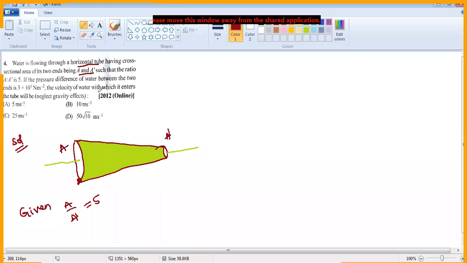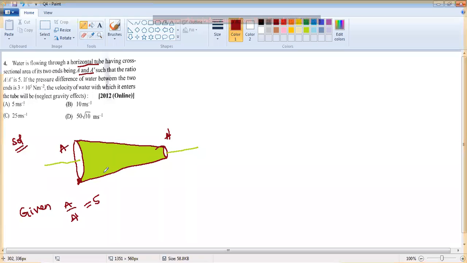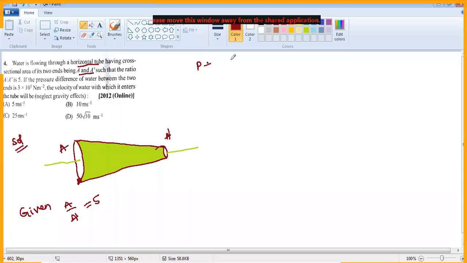The pressure difference of the water between the two ends is 3 into 10 power 5 Newton per meter square. Can you say which one is more pressure, which one is less pressure? Think in the same manner. At A dash is more pressure, A is less pressure. Why? Because according to Bernoulli's equation, P plus rho gh plus half rho v square, assume both are at the same level.